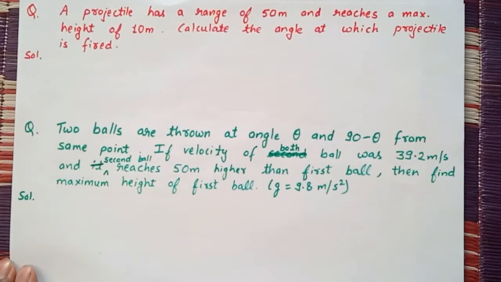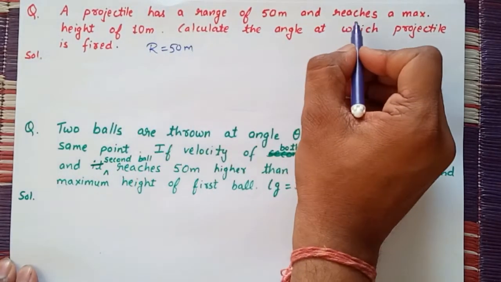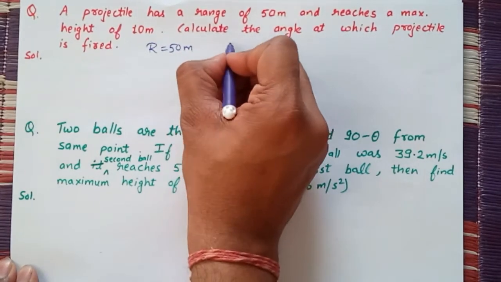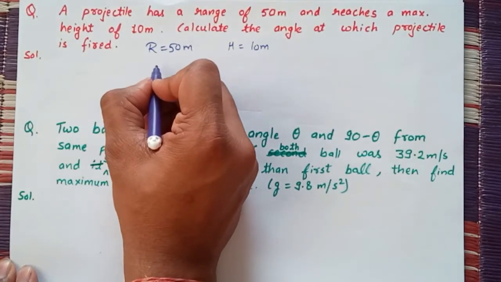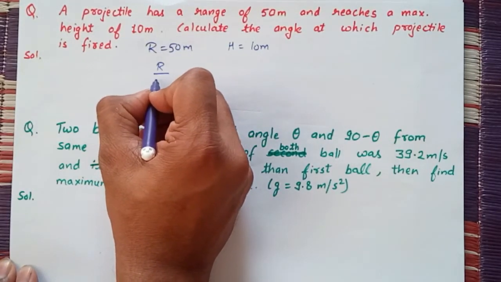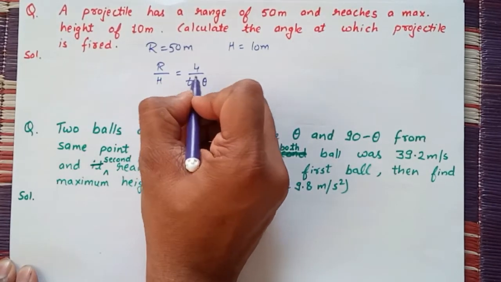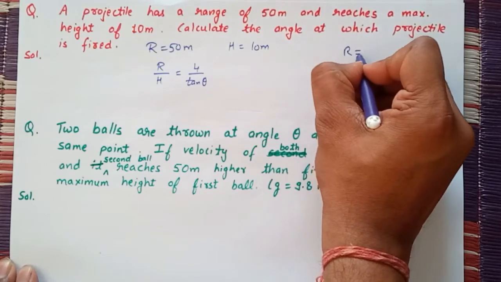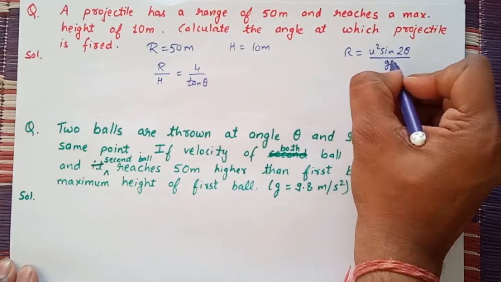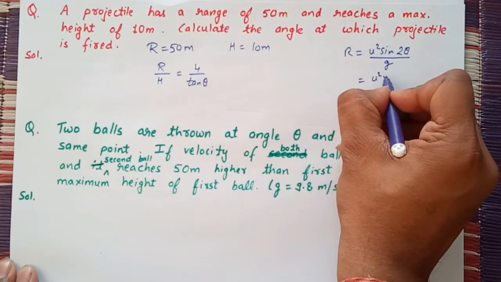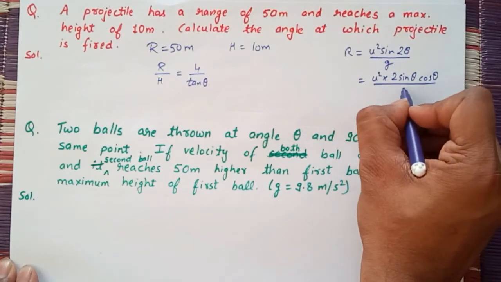Next question, a projectile has a range of 50 meter. Range is given, that is 50 meter, and reaches a maximum height of 10 meter. Height is also given, 10 meter. We have to calculate the angle. Okay, I have discussed in the previous videos that r by h is equal to 4 by tan theta. What is r? R is equal to u square sine 2 theta upon g, or I can write it as u square multiplied by 2 sine theta cos theta, the formula for sine 2 theta, upon g.